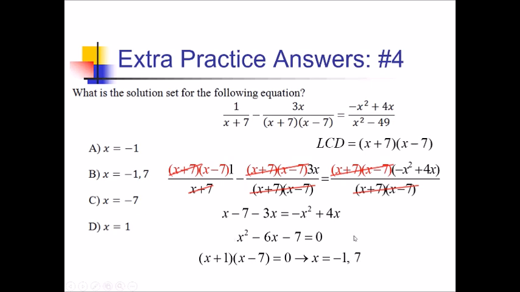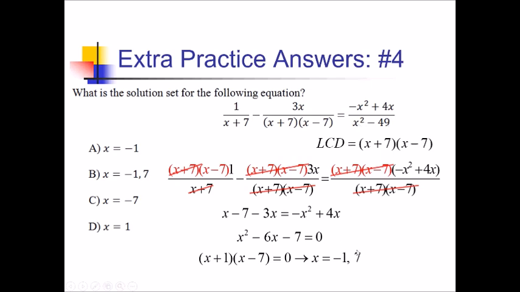Or does it? Remember, we have to go back and check this to make sure we're not zeroing out any denominators, making things undefined. Negative 1, if I plug that in, negative 1 plus 7 is okay. Negative 1 minus 7 is okay. Negative 1 squared minus 49, still okay.